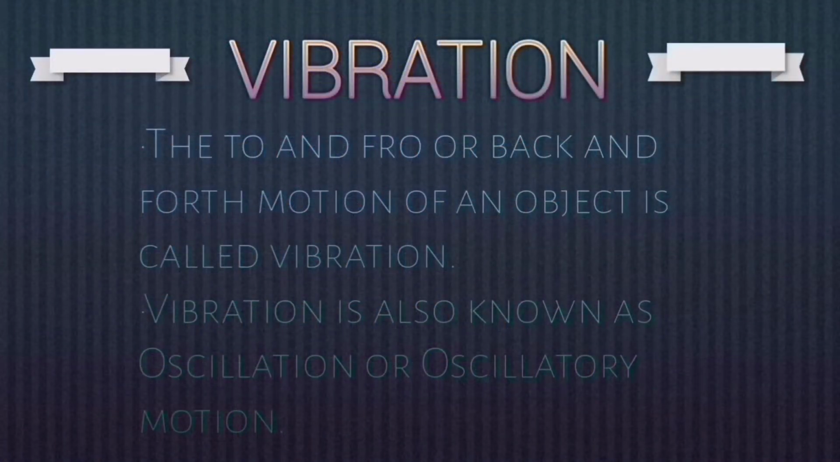Vibration. When a body moves back and forth or to and fro, the motion is said to be vibration. Also, we can say that the to and fro or back and forth motion of an object is called vibration. Vibration is also known as oscillation or oscillatory motion.